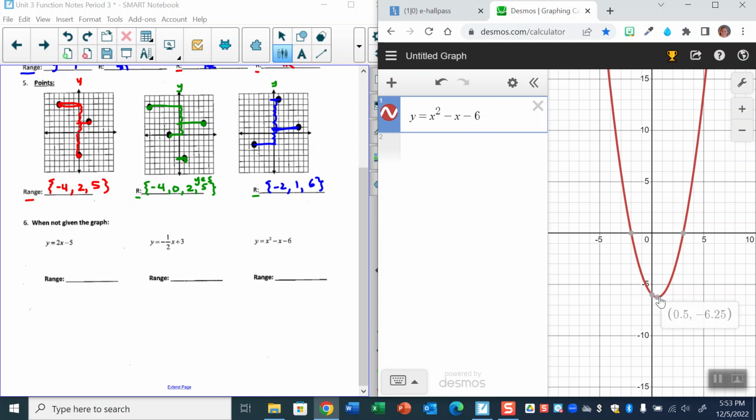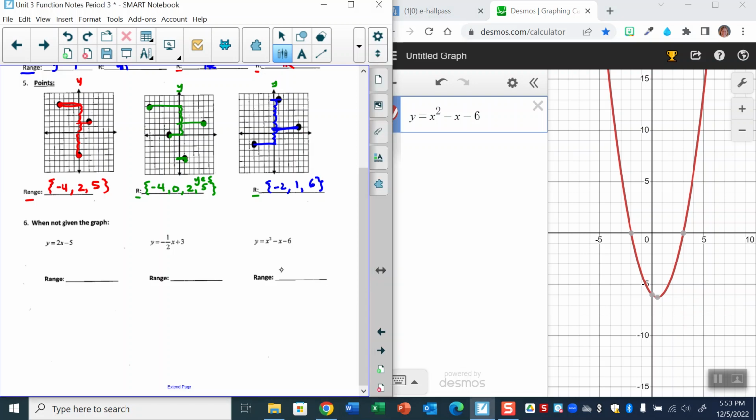So if I'm looking at the range, I'm going to put the y coordinate, which is -6.25. Oh, and it goes up, right? So that's the bottom. And is it going to be all the y's greater than that, or all the y's less than that? So it goes up, so it's going to be y is greater than or equal to -6.25.